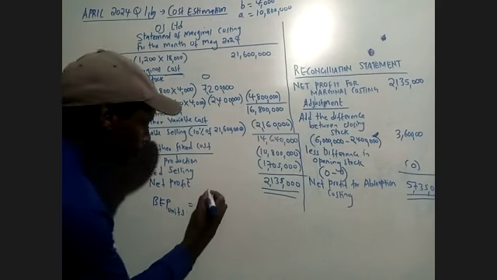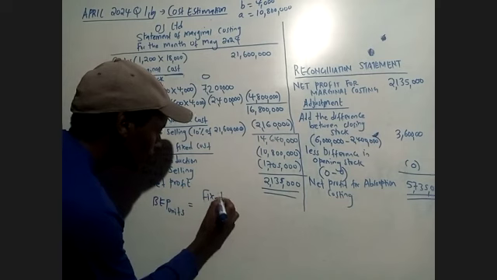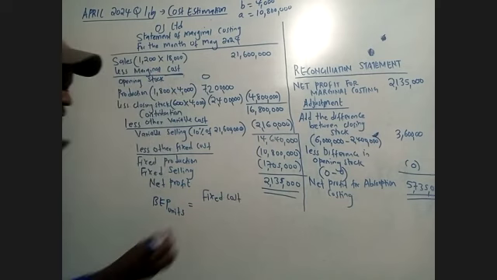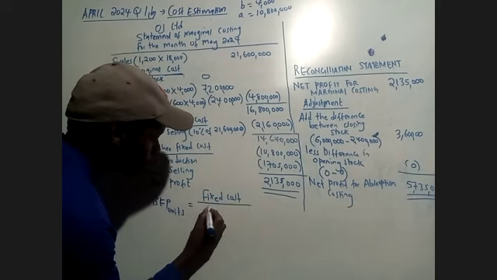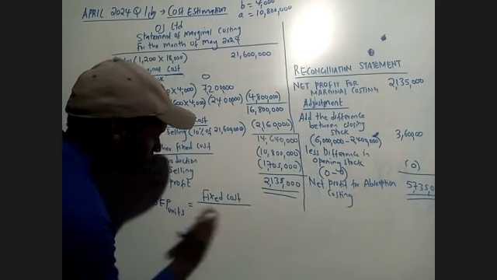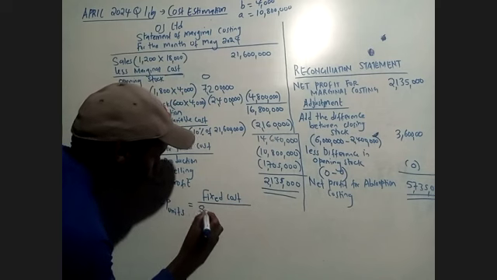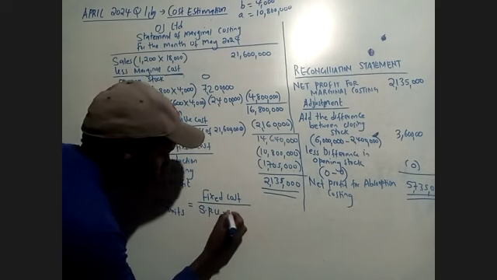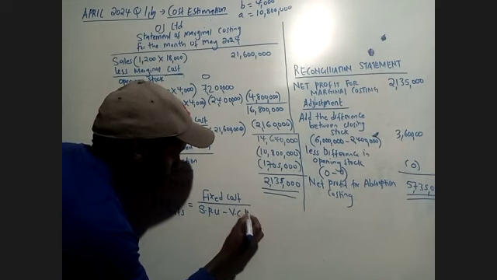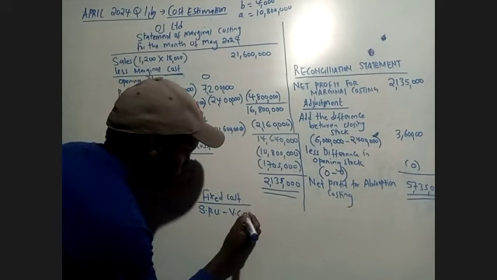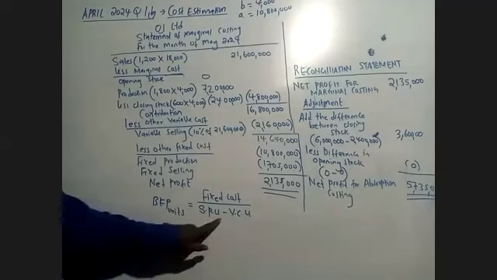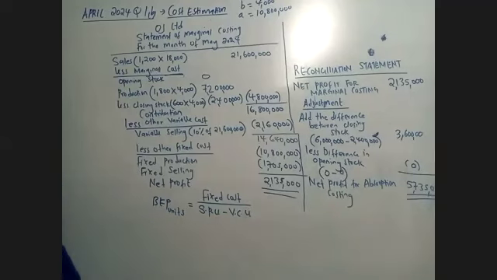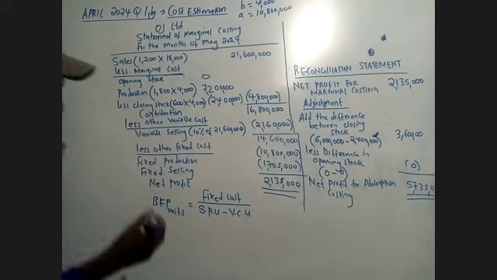So in units, fixed cost. So this one is a formula for single product: fixed cost over selling price per unit minus variable cost per unit. So this one is SPU, means selling price per unit. VCU means variable cost per unit.